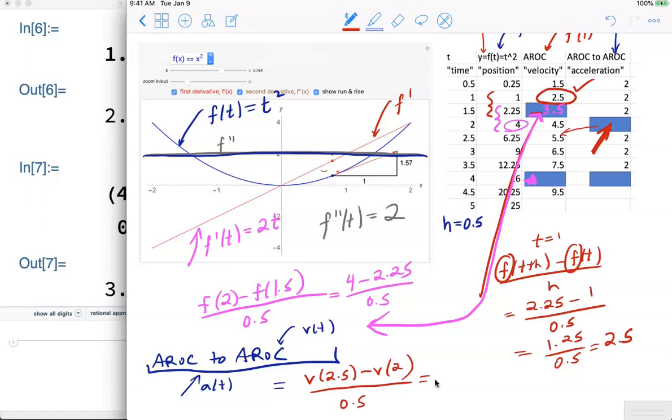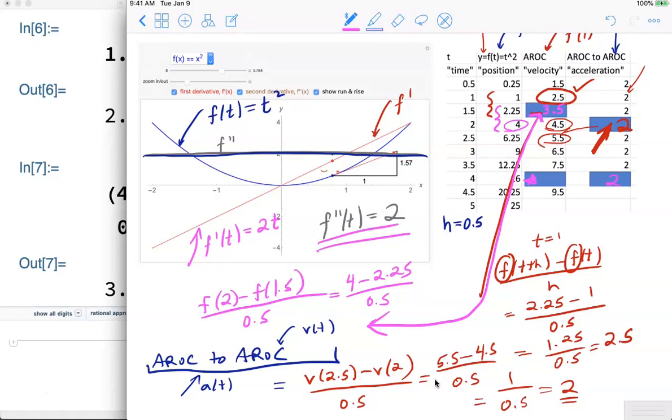The velocity at 2.5 is 5.5. The velocity evaluated at 2 is 4.5, and then we're going to divide by 0.5. And that will be 1 divided by 0.5, which is equal to 2. So the quantity that goes right here is equal to 2, and we can see that, in fact, every time you compute an average rate of change to an average rate of change for the t squared function, you're always going to get 2 in this last column here. What this is a reflection of is the fact that when you take the second derivative of the function t squared, you get 2.